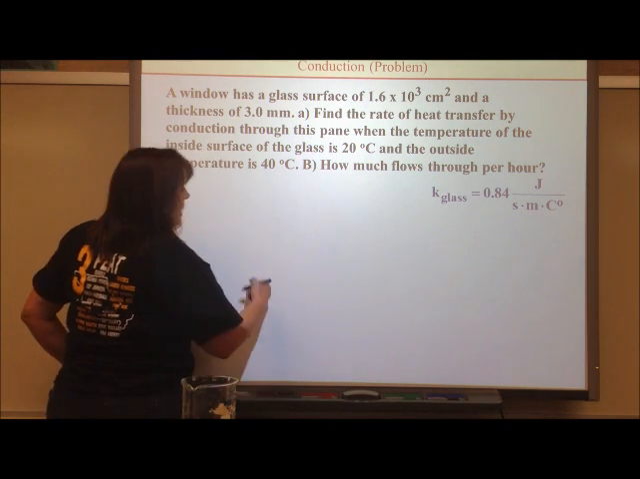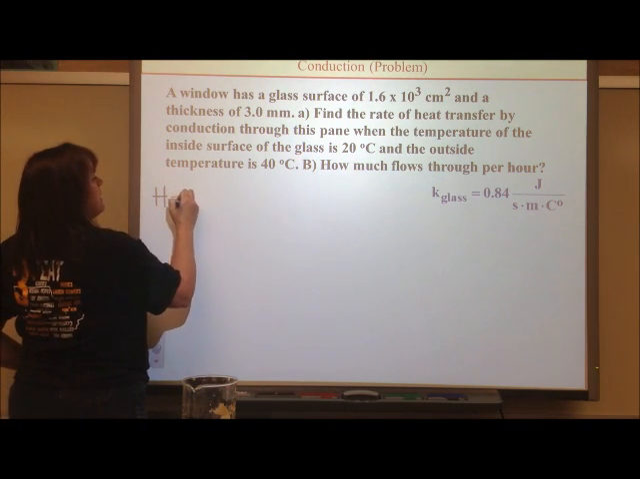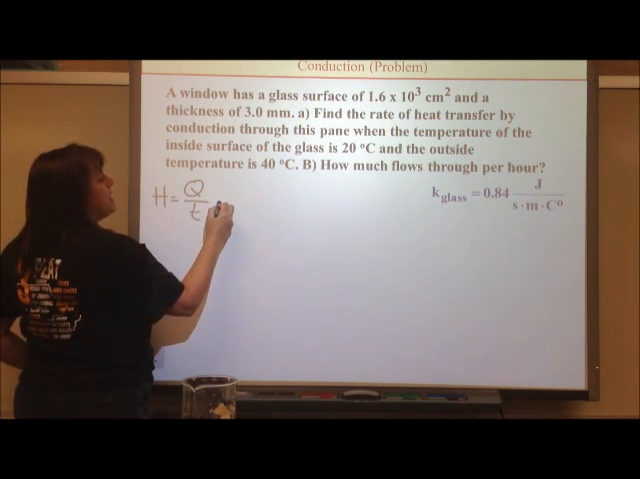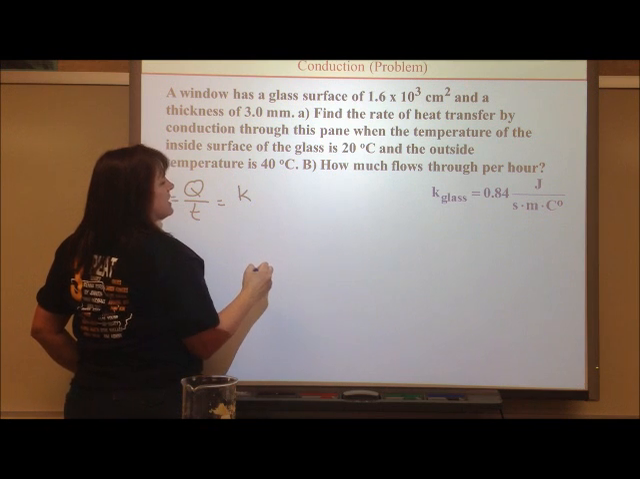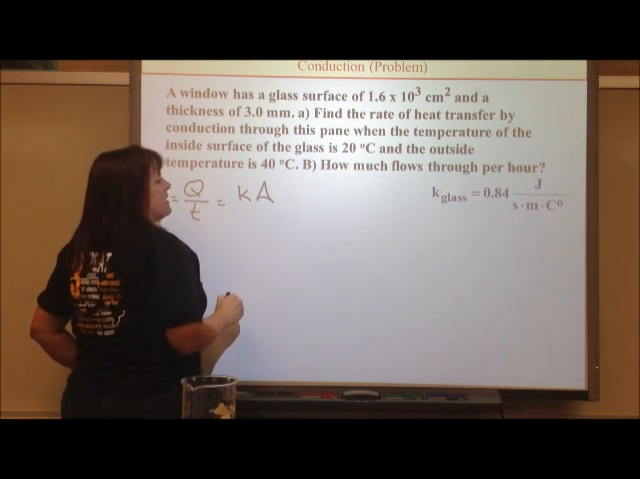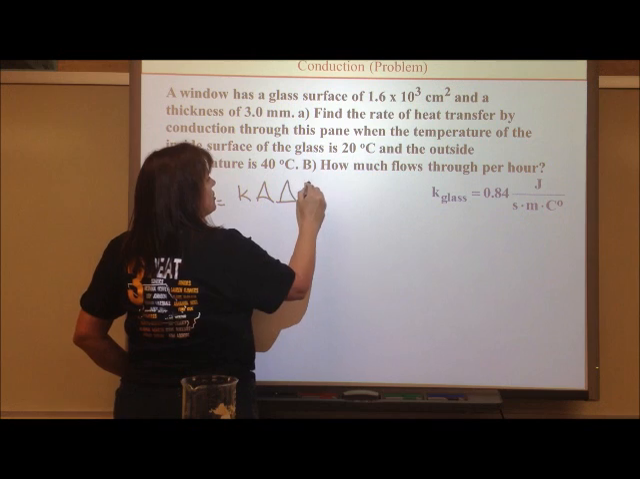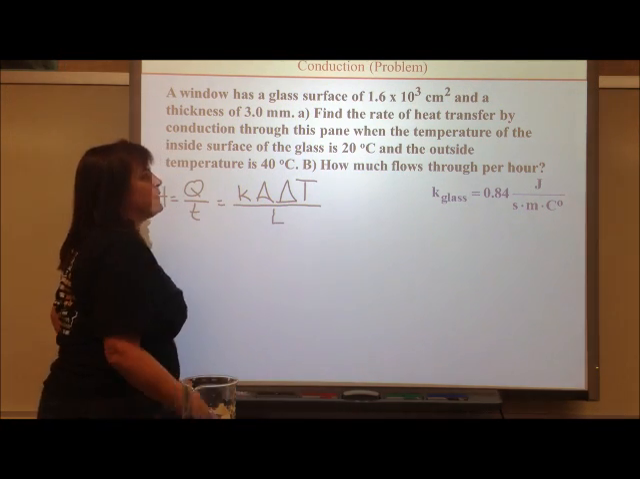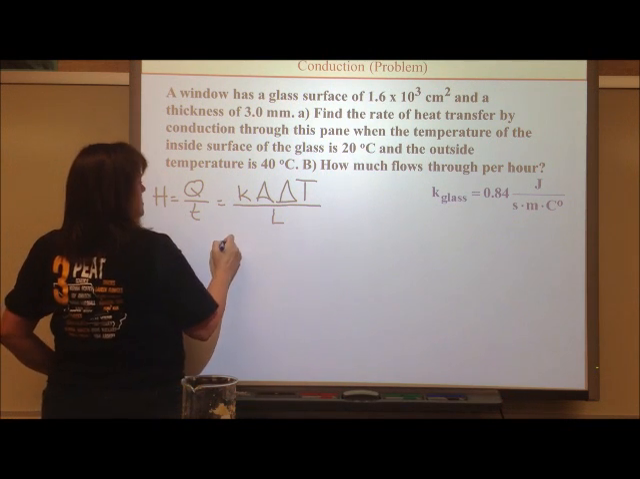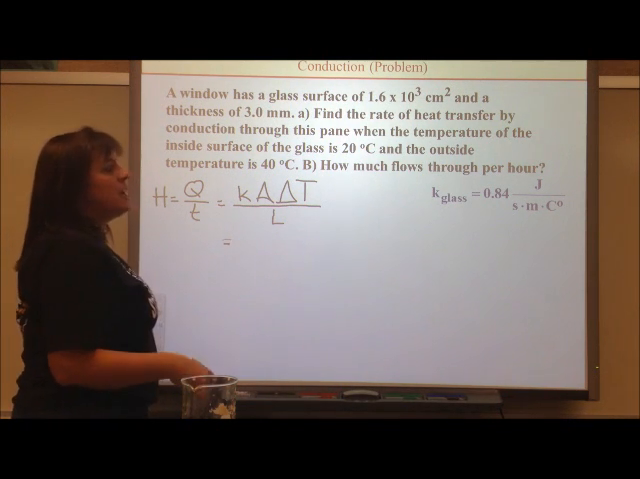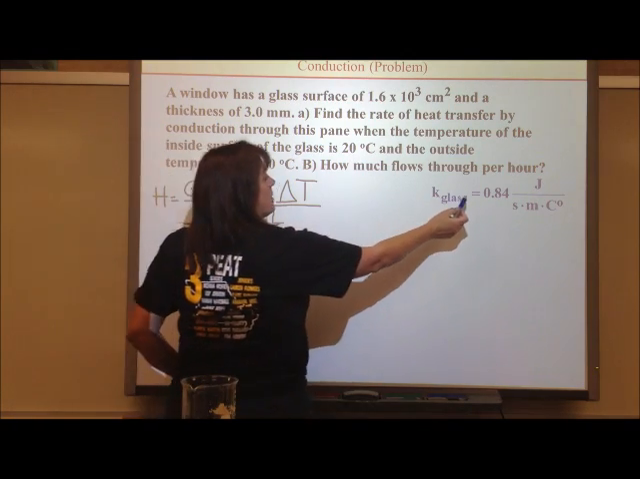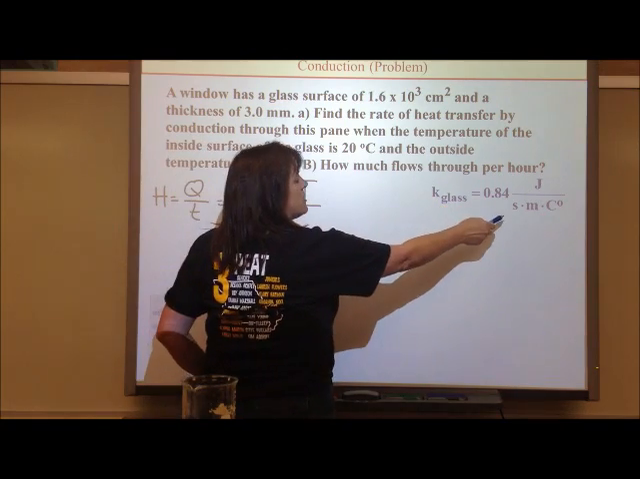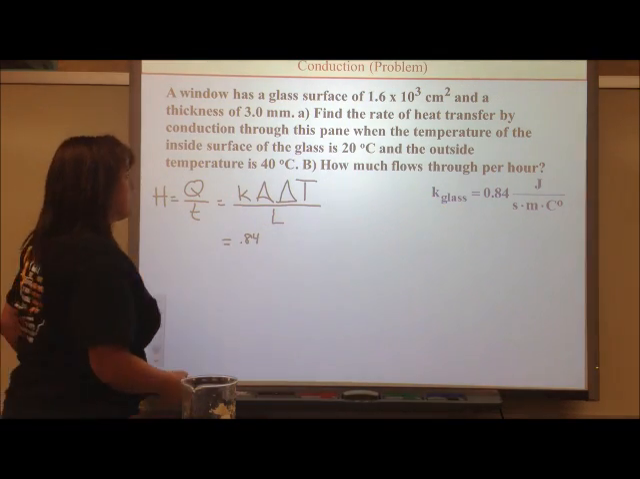All right, so our equation for the rate of heat transfer, which is the rate of heat per unit time, is a thermal conductivity constant K times the surface area of the window times the change in temperature between the two divided by the thickness of the window. All right, so this is just a matter of plug and chug, making sure we pay attention to units. So the thermal conductivity of glass is 0.84. That's joules over seconds meters degrees Celsius.